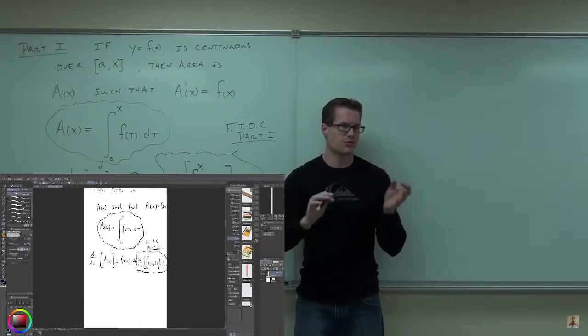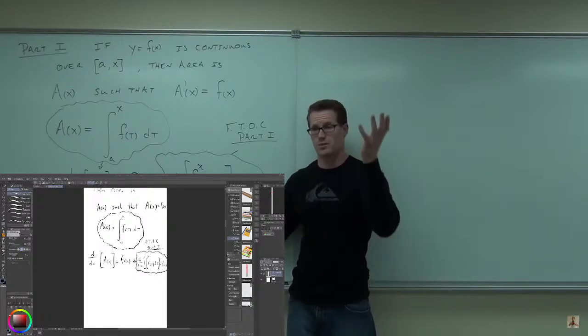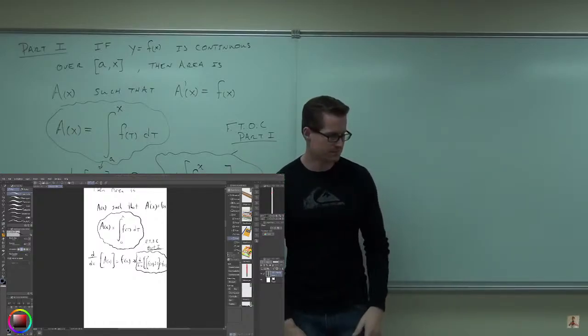It essentially says they're inverses. It says a derivative undoes an integral. An integral of your function gives you something, right? An area function, as it were. Then you take a derivative of that, and it gives you your original function right back.